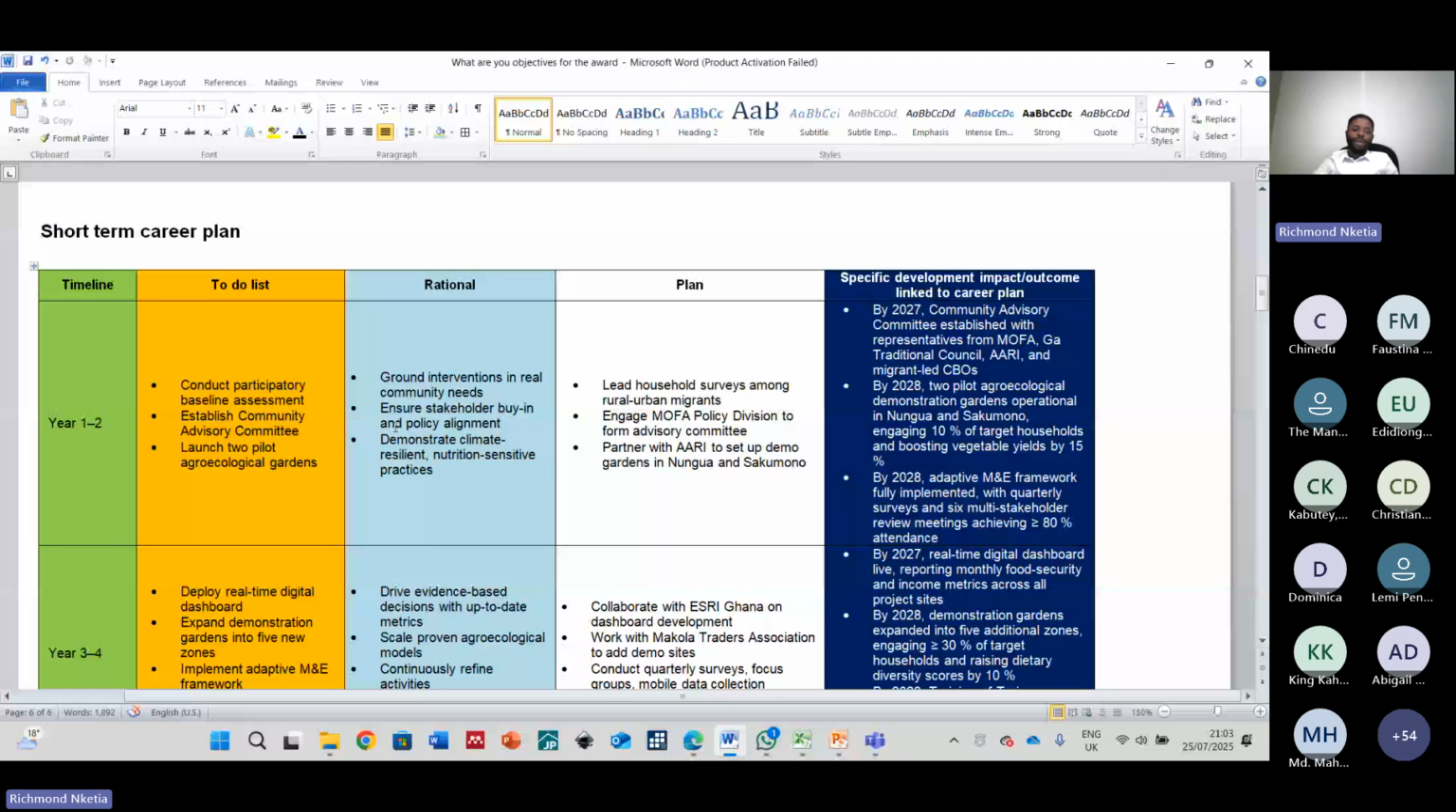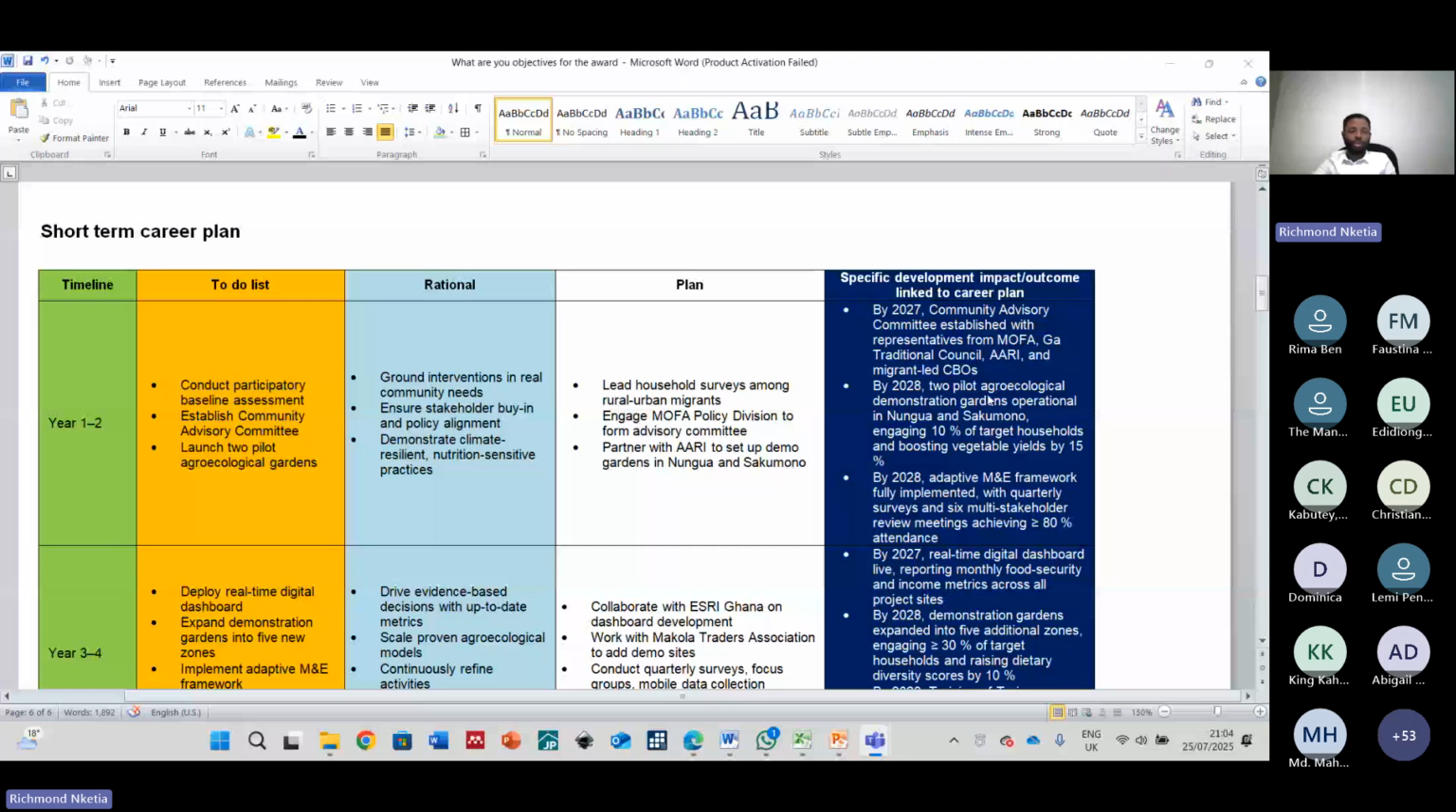So this is how you would want to break your career plan, at least for the short term. A timeline, what you're going to do, the rationale, the plan, and how that will link to what you've spoken about. So what you see here are the things I presented in the PowerPoint. Yes, these are the things I highlighted there. And this is how it goes.